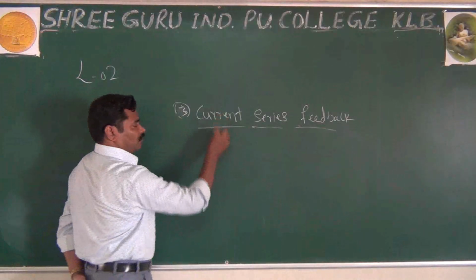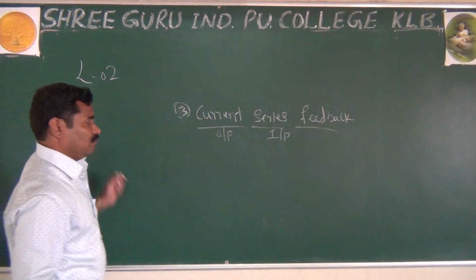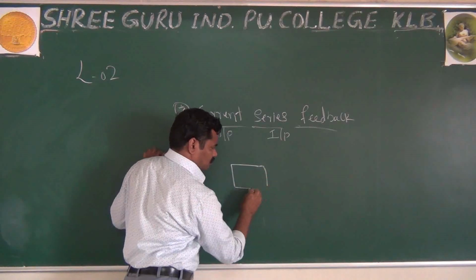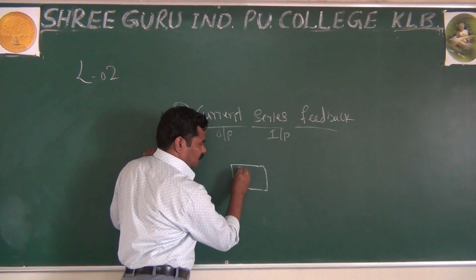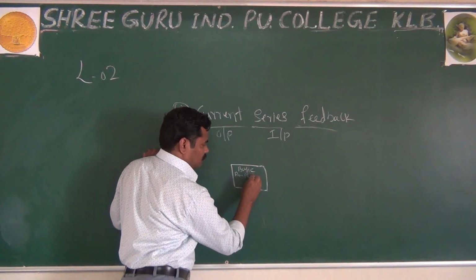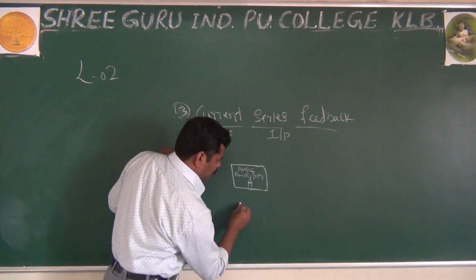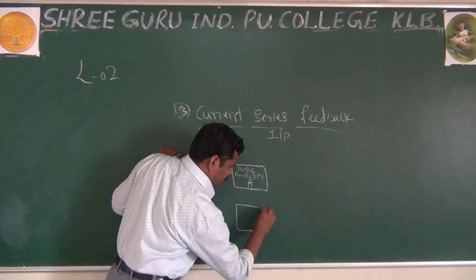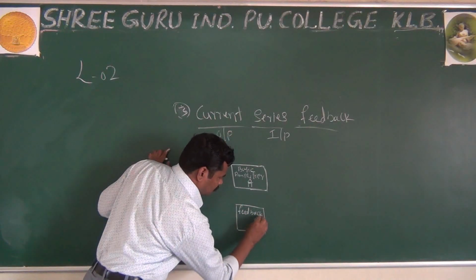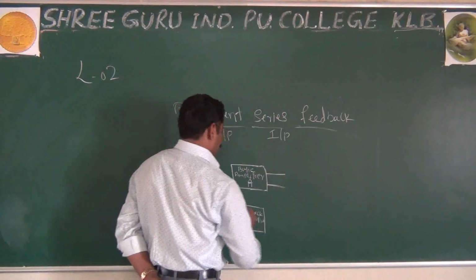Now, as before, the first word indicates the output and the second word indicates the input. Once again, draw the same block diagram: the basic amplifier having the gain A, and the feedback network, that is nothing but your beta. And once again, the input and outputs.